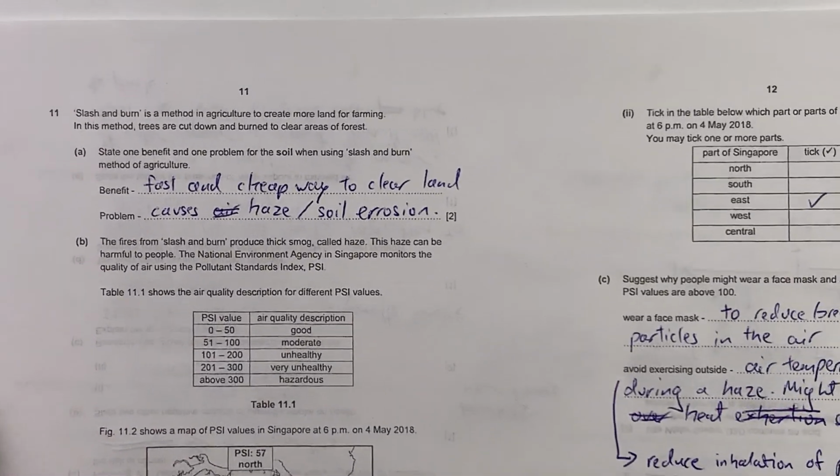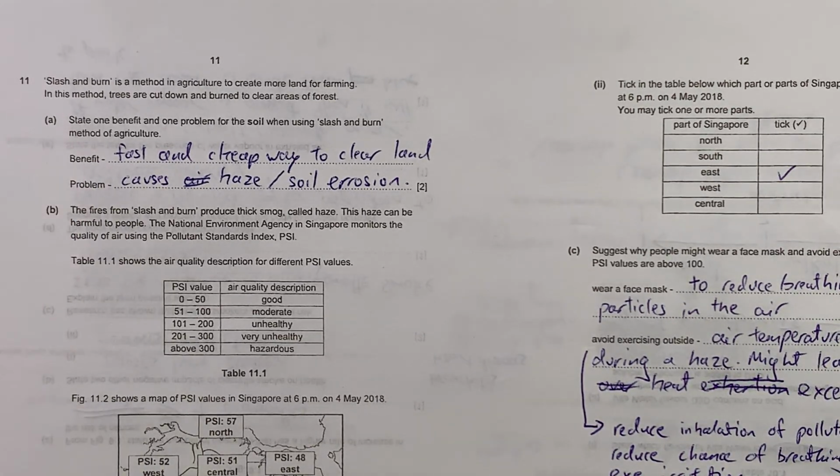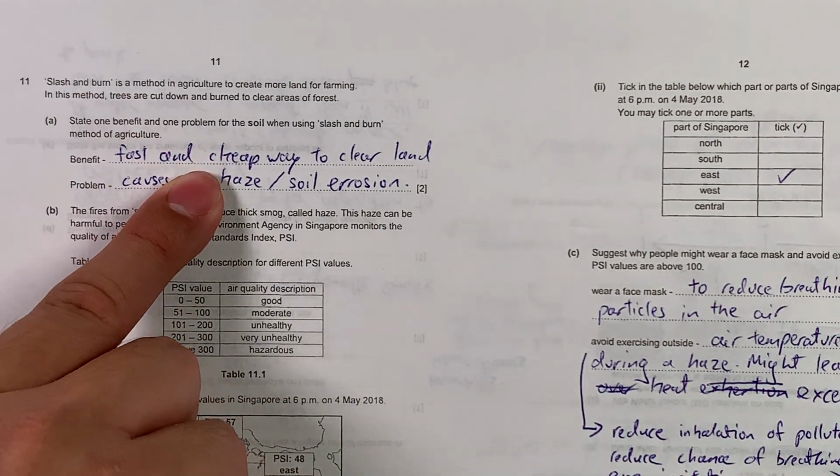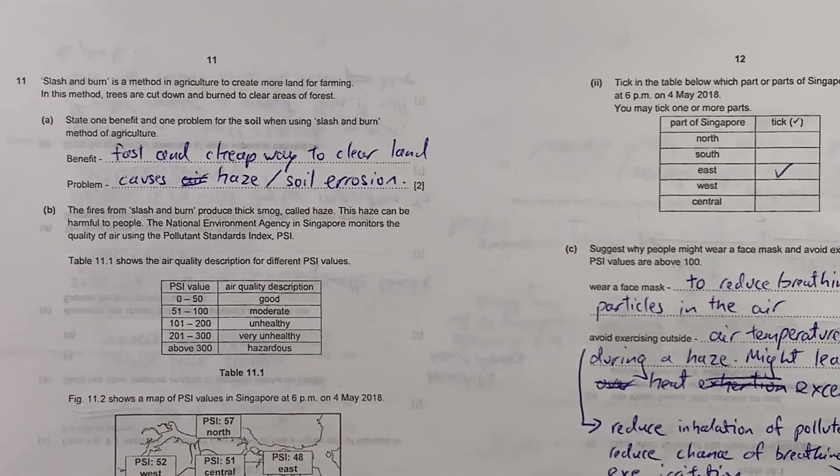Next question. The last page I have here. Question 11. What are the benefits of slash and burn? There are 4 benefits of slash and burn other than fast and cheap way to clear land. When you burn the land, basically you are going to kill off all the pests and diseases that were originally present on the land itself. So that's the second possible answer.